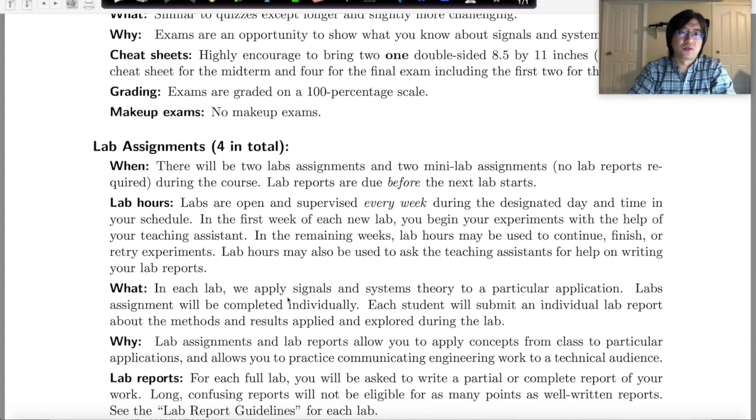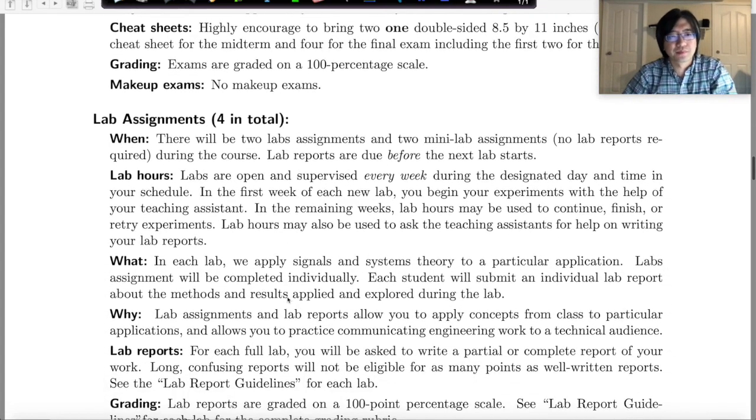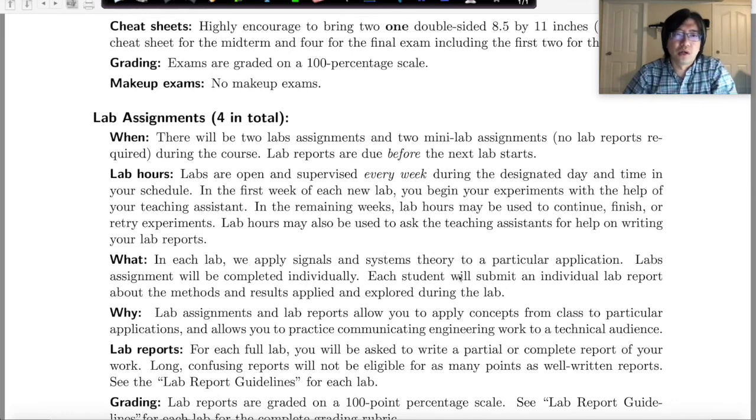So next, let's talk about the lab assignment. We have four labs in total in this class, and two of them are mini labs. The first two labs are very short labs. The first lab is to help you familiarize yourself with MATLAB, and from lab three it is a formal big lab. And lab four is even bigger.